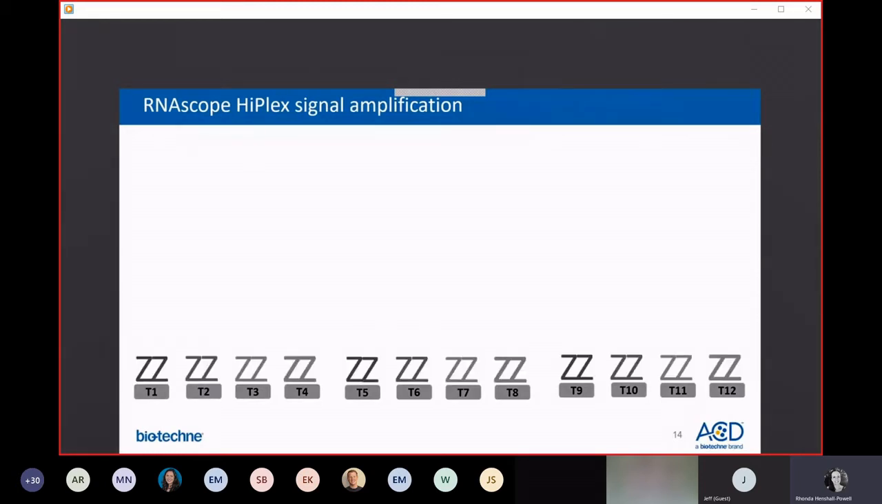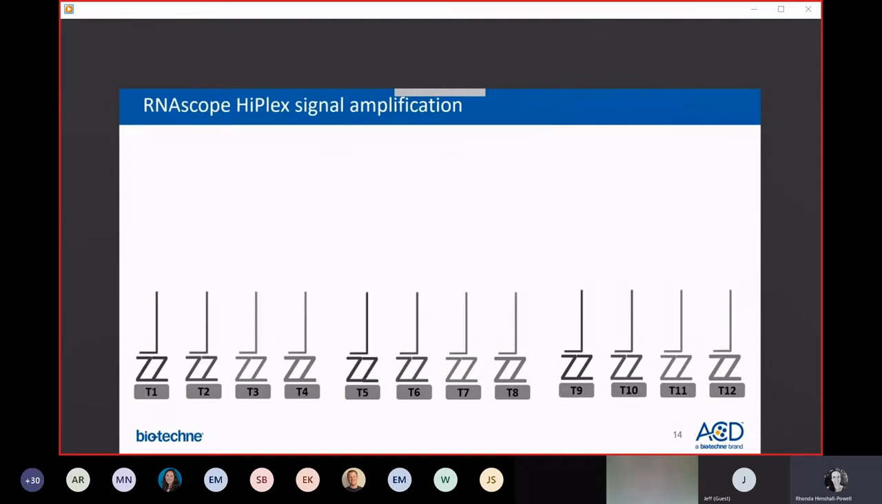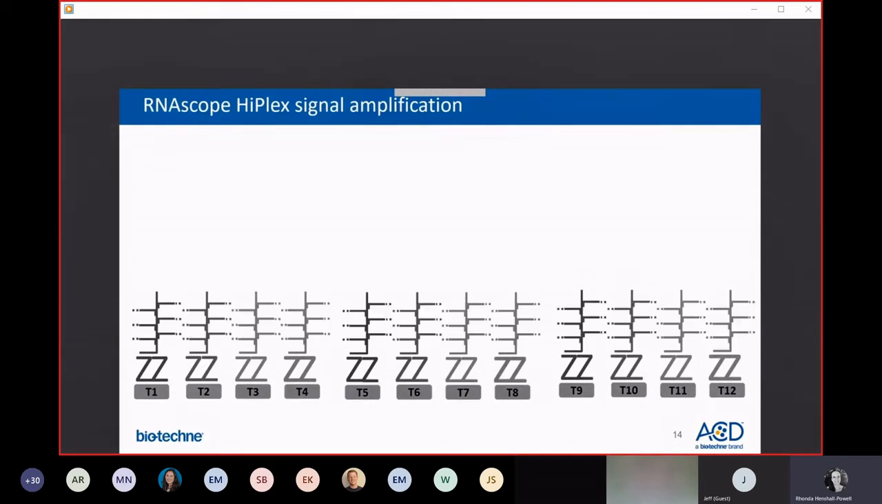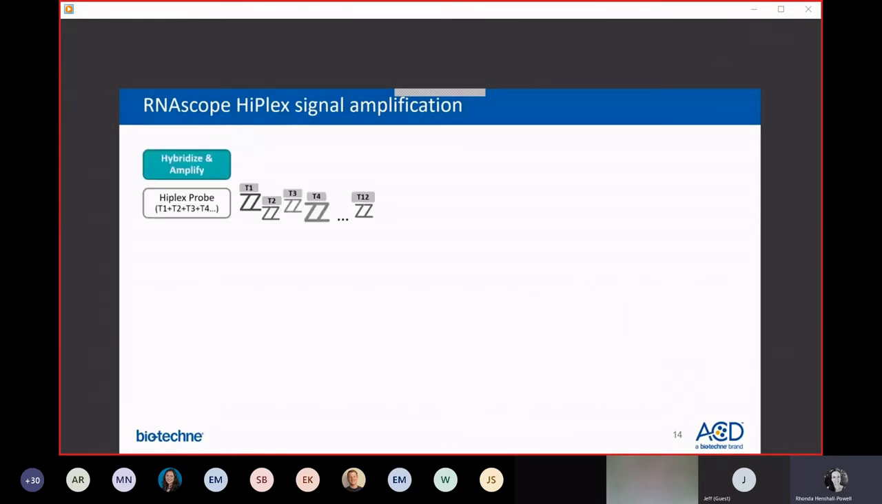So by the end of that step, you have probe Z pairs bound on all of the transcripts you're interested in detecting. After that, in a series of 3 easy amplification steps, you construct 12 different and distinct types of amplification tree structure bound to ZZ pairs within all 12 of your HiPlex probes.